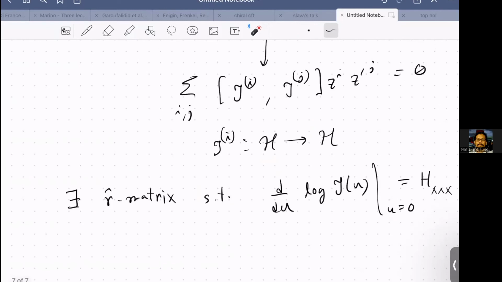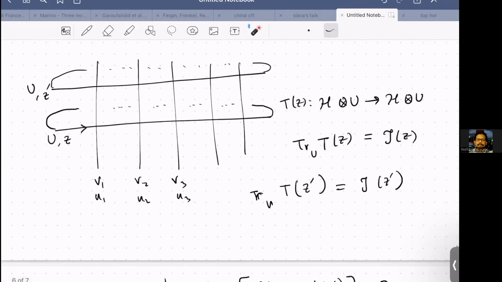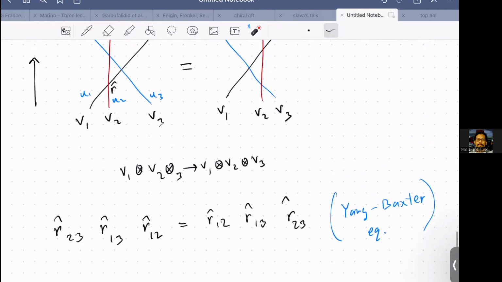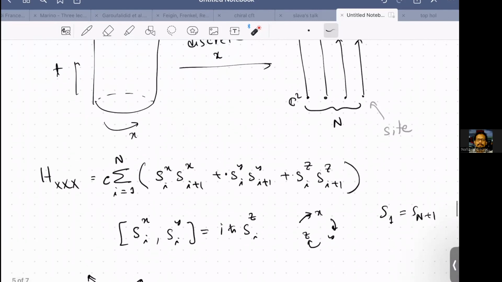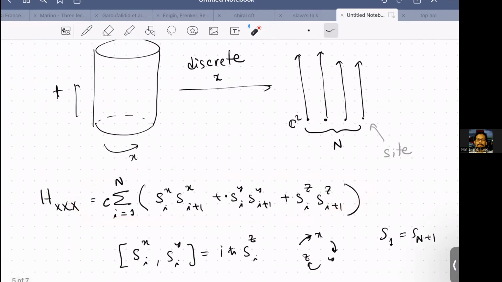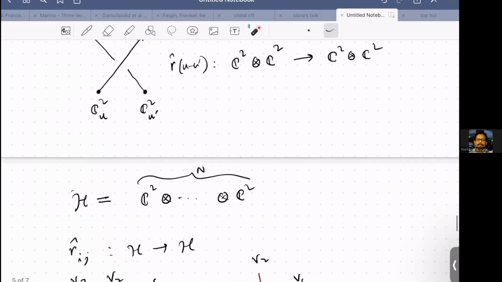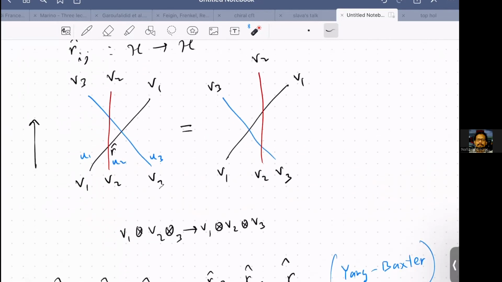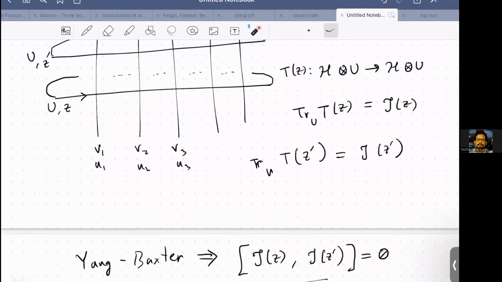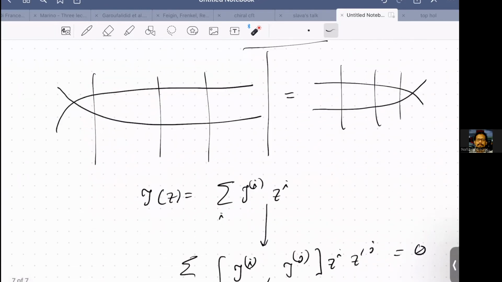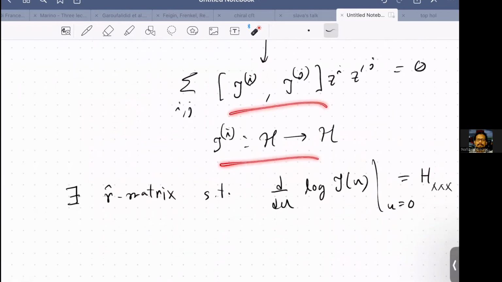So this is the description of a quantum spin chain, which just simply shows you that if you have this Hamiltonian for the spin chain, you can find an R matrix that satisfies this Yang-Baxter equation. You can construct a monodromy matrix and a transfer matrix from which you get all these conserved charges.